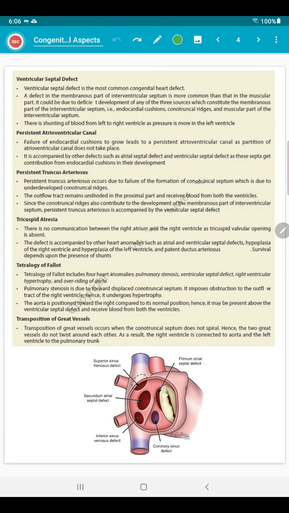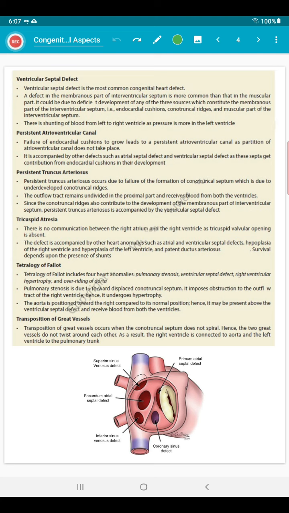Now come to persistent AV canal, atrioventricular canal. Failure of the endocardial cushion to grow leads to a persistent AV canal, as partition of the AV canal does not take place. So it's accompanied by other defects such as ASD and VSD, as these septa get contribution also from endocardial cushions, if you remember, in their development.